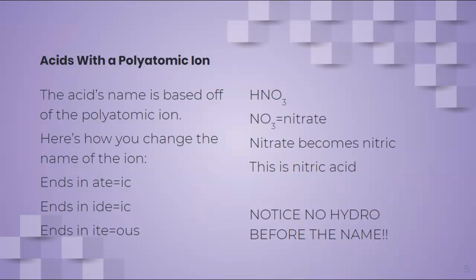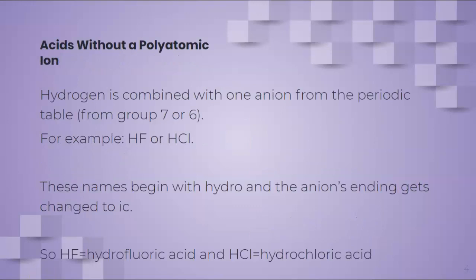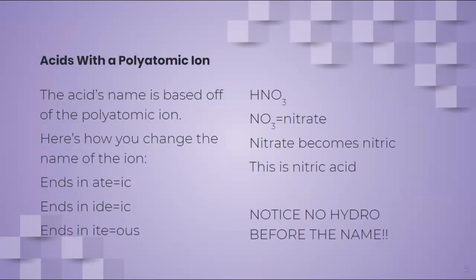No hydro. We only have hydro in the name when we're working off of our periodic table. When it's hydrogen and something on the periodic table, we use hydro: hydrochloric, hydrobromic, all these different things. When it's hydrogen and something off of our chart, there's no hydro in the name, and that's the big difference.